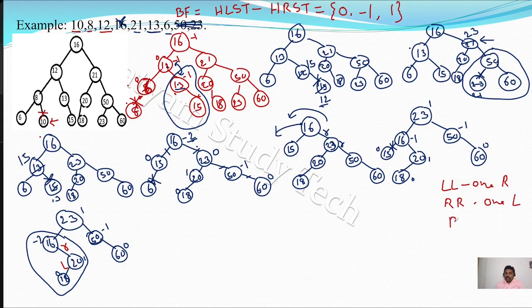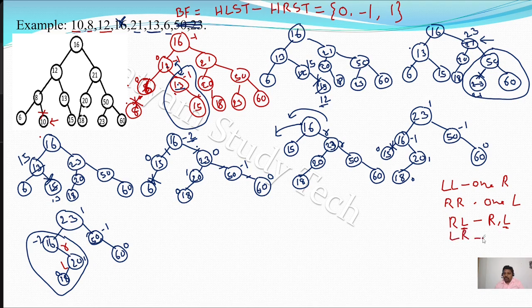If RL is there, 2 rotations you have to perform. One is right, another one is left. Okay, first you have to perform. Okay, left, you can see that opposite L, here it is R. So then have to perform R, then it is left rotation. So again here also LR is there.